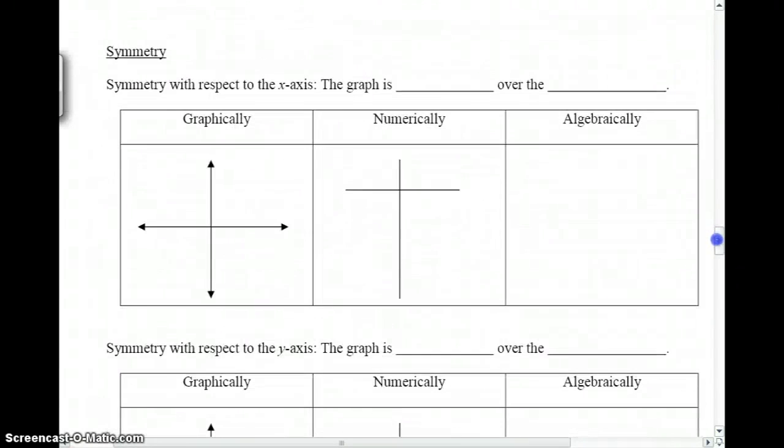The next thing that we're going to talk about is symmetry. Symmetry is talking about a sort of balance that we have in our graphs. And so the first type of symmetry that we're going to talk about is symmetry with respect to the x-axis. A graph that has symmetry with respect to the x-axis is symmetric or reflected over the x-axis.